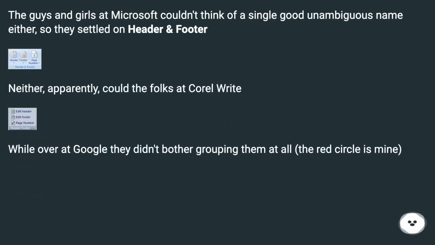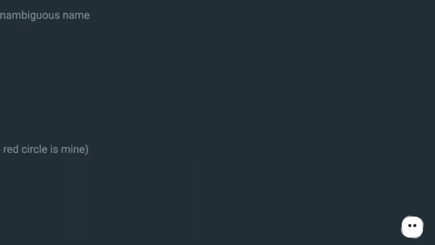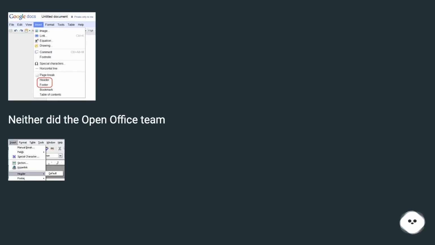The guys and girls at Microsoft couldn't think of a single good unambiguous name either, so they settled on header and footer. Neither, apparently, could the folks at Corel WriteNow. While over at Google they didn't bother grouping them at all. The red circle is mine. Neither did the OpenOffice team.